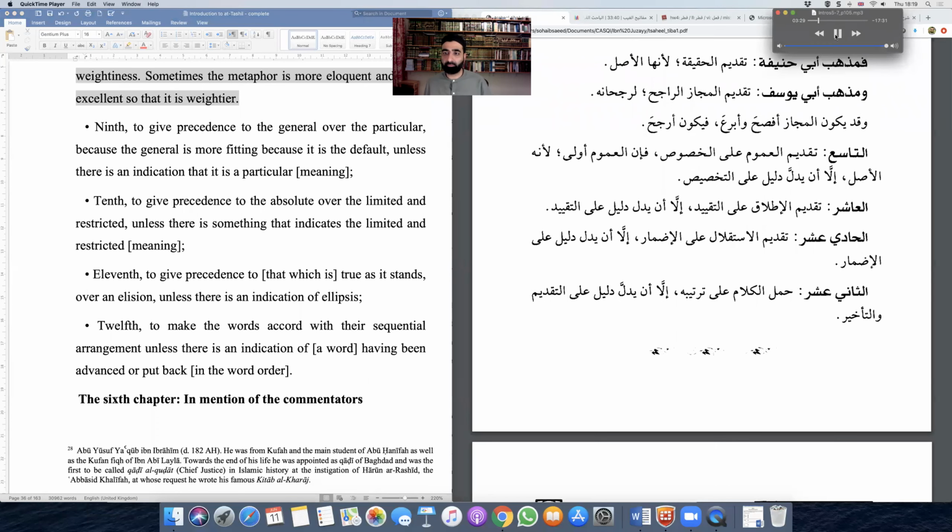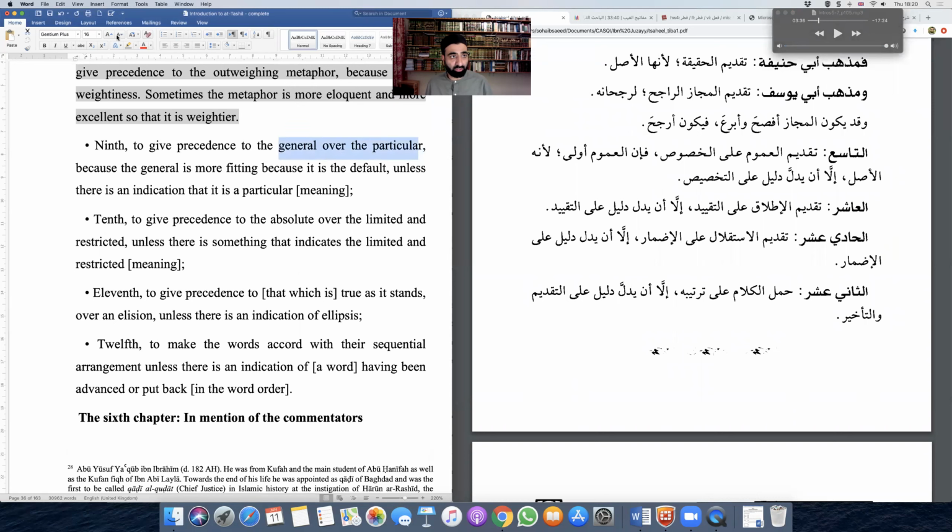التاسع تقديم العموم على الخصوص فإن العموم أولى لأنه الأصل إلا أن يدل دليل على التخصيص. Okay, so if there is a way of understanding it as am, then that is given precedence. Okay, but if there's evidence for takhsis, then that evidence is taken into consideration. Okay, to give precedence to the general over the particular. And I've used other terms here. So it's for the universal meaning, right? It's not taqdeem of the am verse over the khas verse.